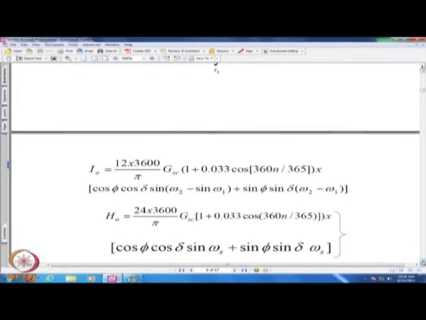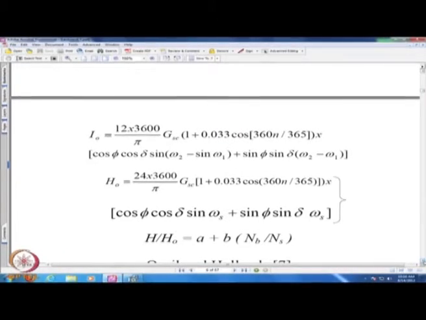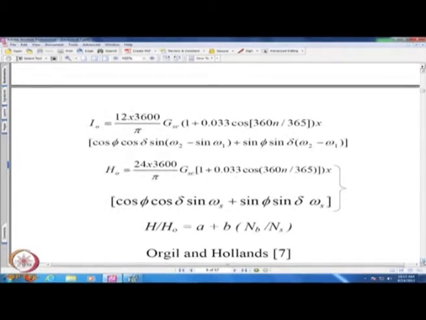Then if you integrate over a day, that is minus omega s to plus omega s, you will get the corresponding daily horizontal radiation H0, which is nothing but the expression that is given here, which we also have derived in the previous classes.